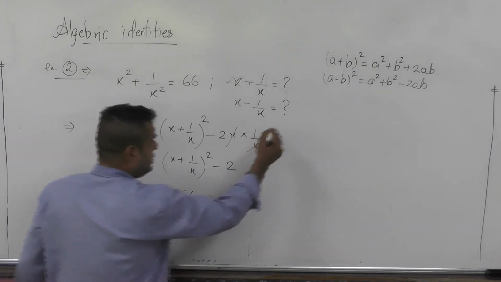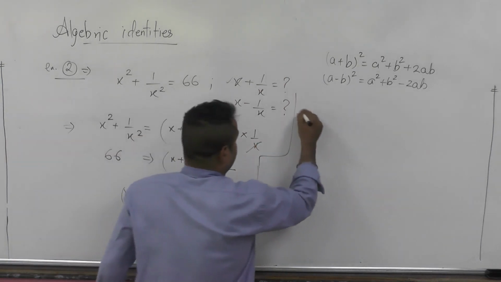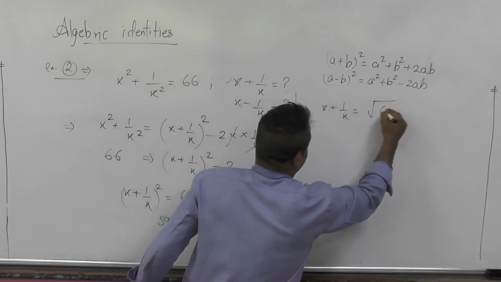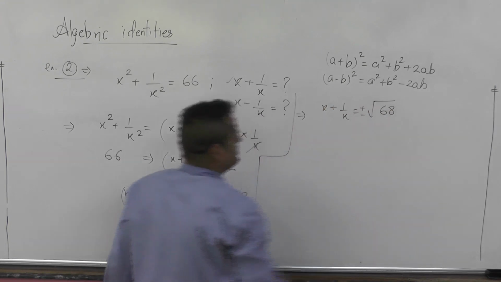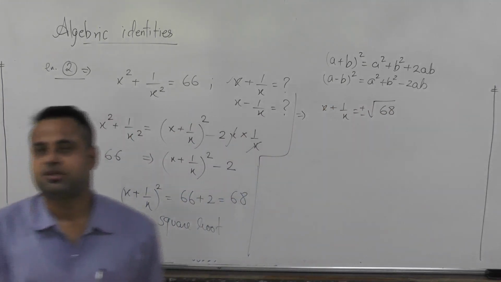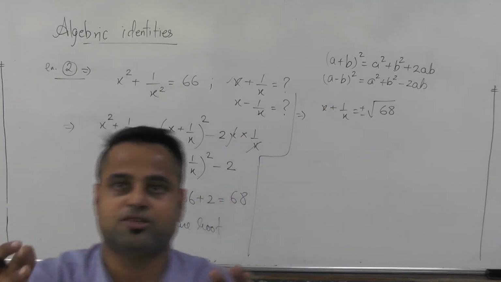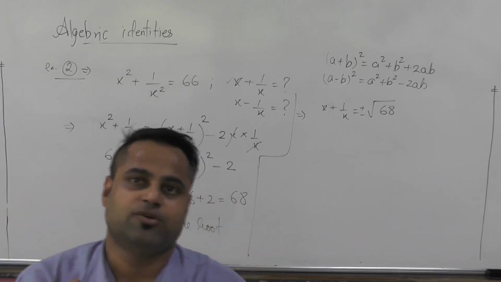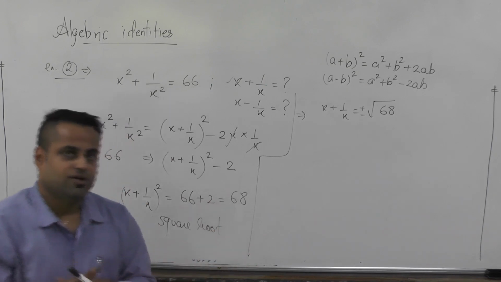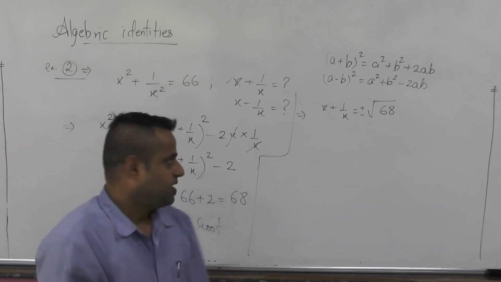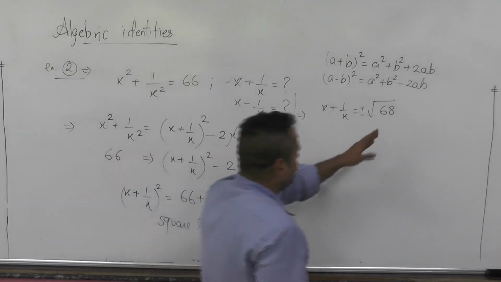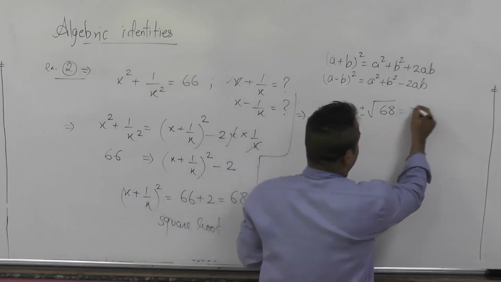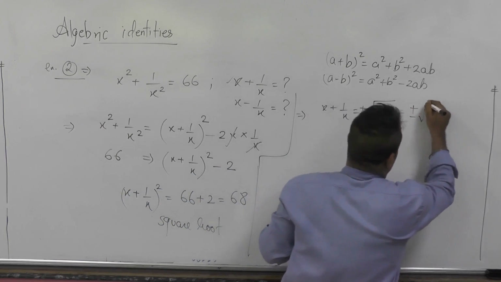So here x plus 1 by x will be plus minus root 68. Why are we using plus minus? Because plus square is also plus, minus square is also plus. So 68 would be root 68 square, whether it is positive or negative. Okay. Now one more thing you can do, you can factorize it also, so that you can get your answer in the simplest way.